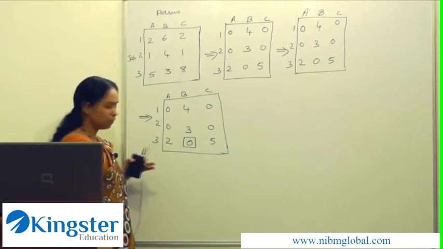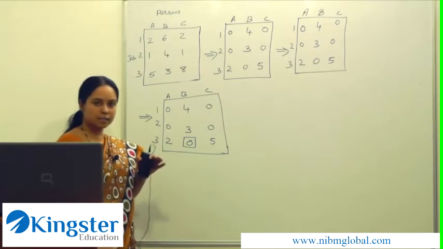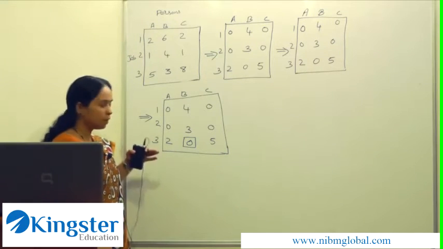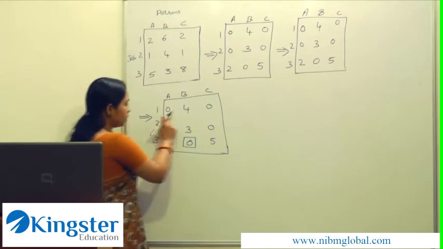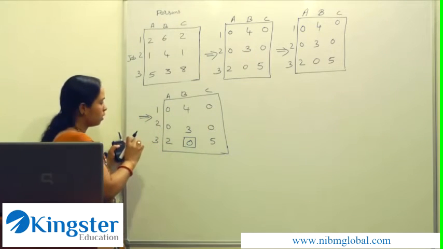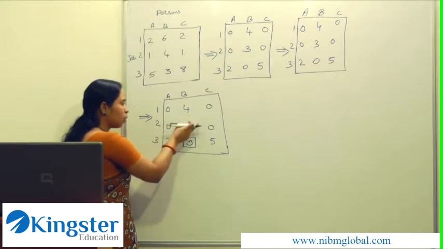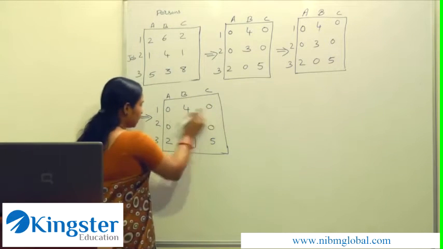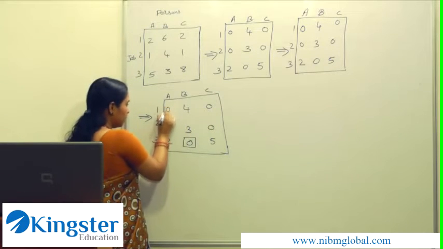In this situation, if no single zeroed rows or columns exist in the given assignment table, we can give an assignment to any of the zeros arbitrarily. Now consider the first row, we have 2 zeros. We can give an assignment to any of these zeros. But in that case, we should cross out all other zeros in the same row as well as in the same column. So here we have 2 zeros, we can give an assignment here or here. Let us give an assignment here.